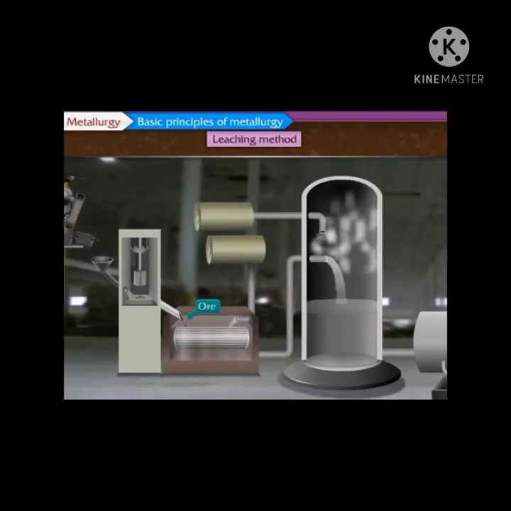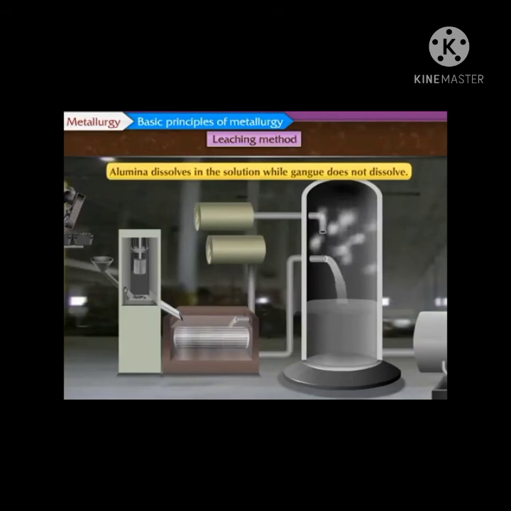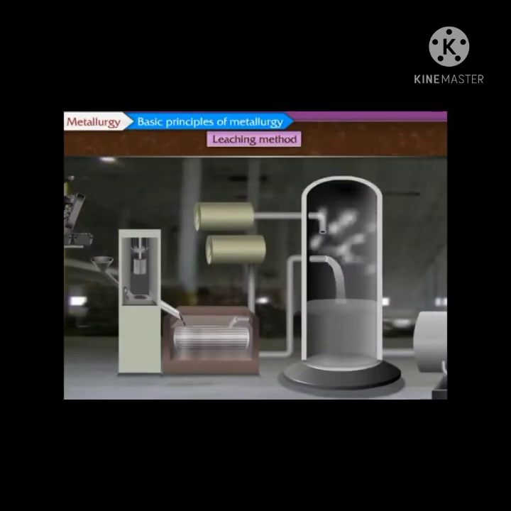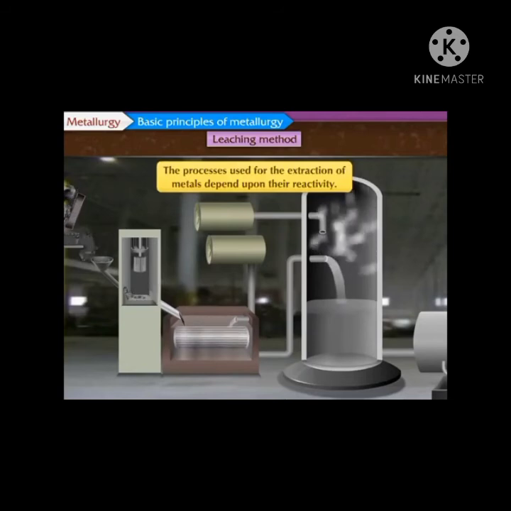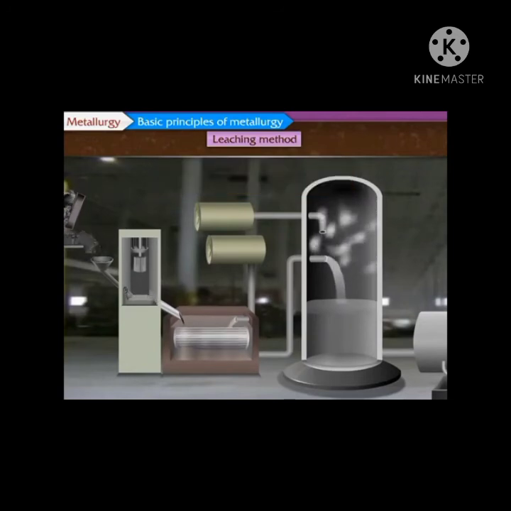In this process, bauxite is soaked in aqueous sodium hydroxide or aqueous sodium carbonate. The main ingredient of the ore is alumina. Alumina dissolves in the solution while the gangue does not dissolve. Thus, the ore is concentrated. The process used for the extraction of metals depends upon their reactivity.